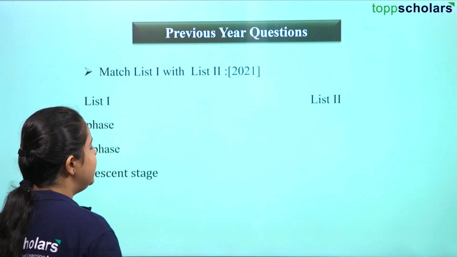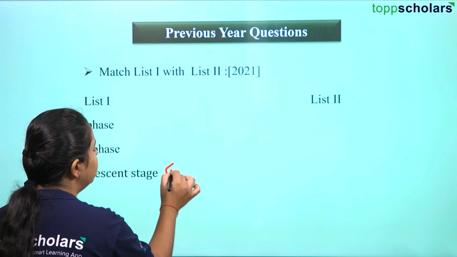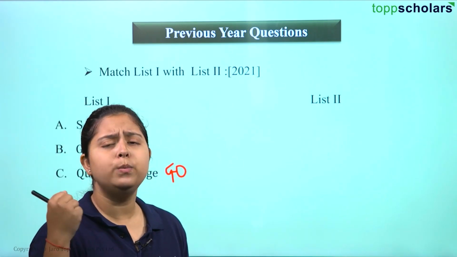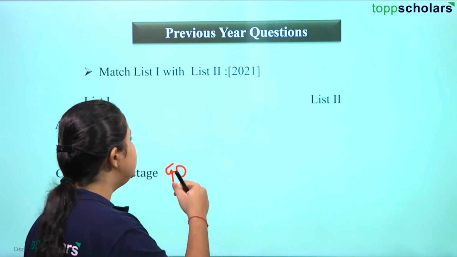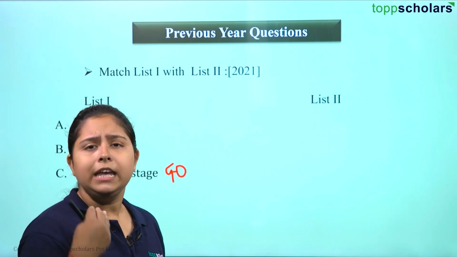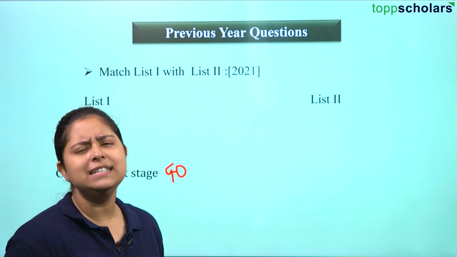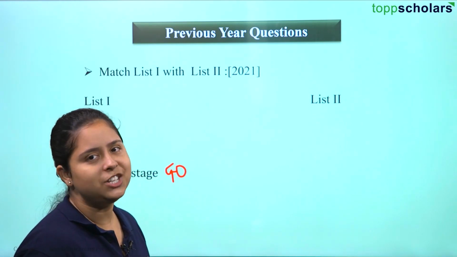Third one is the quiescent stage. This is G0. You should know all these things at the tip of your tongue. That is very simple. So you need to just revise 1 or 2 times, keep doing the questions, keep doing your model papers, and you will be very set for your upcoming examination.